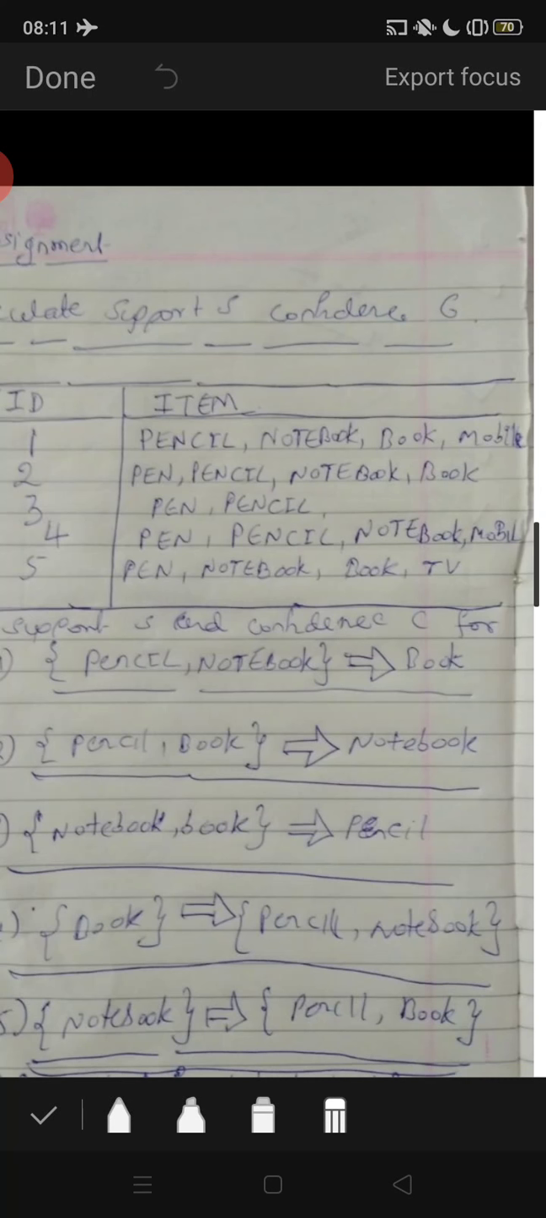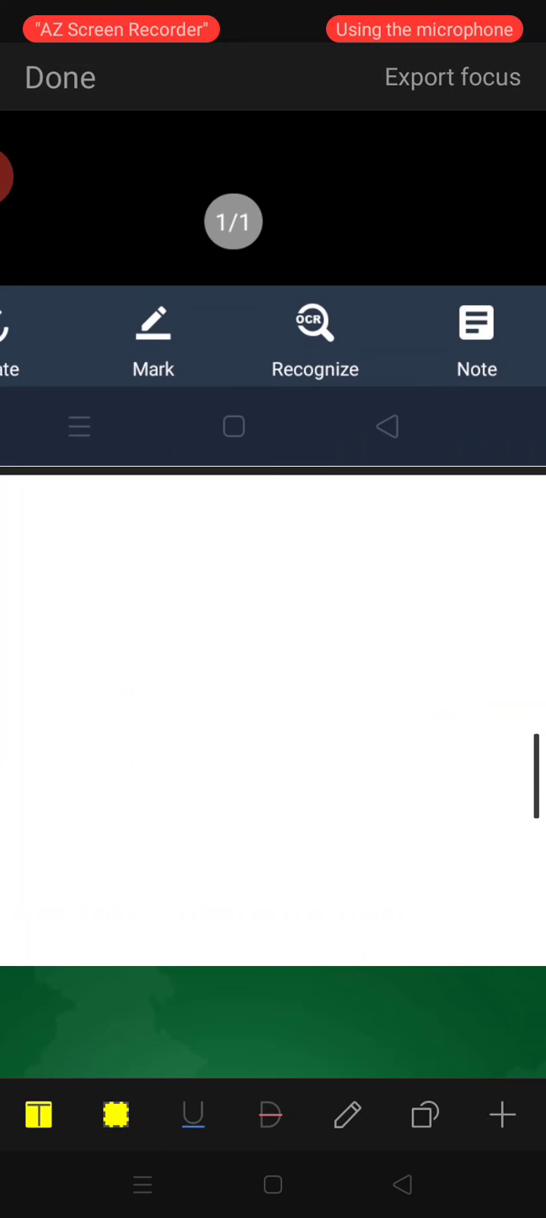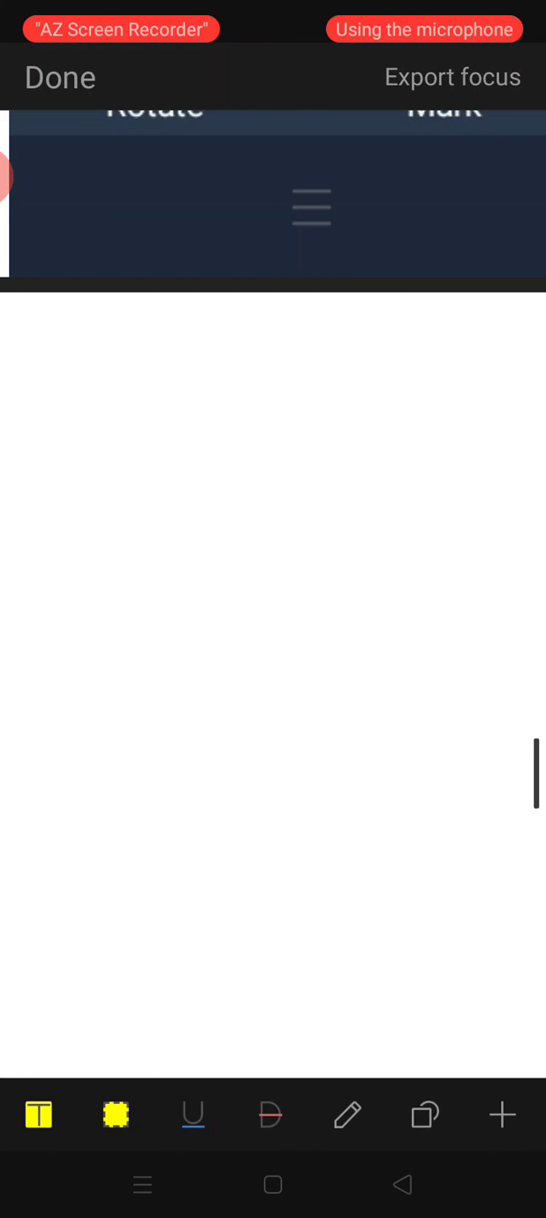Like this way, you have to calculate all support and confidence. It is very useful to find the frequent item sets. What are frequent item sets? Let me tell you so the concept will be very clear. It's very important to find the frequent item sets.